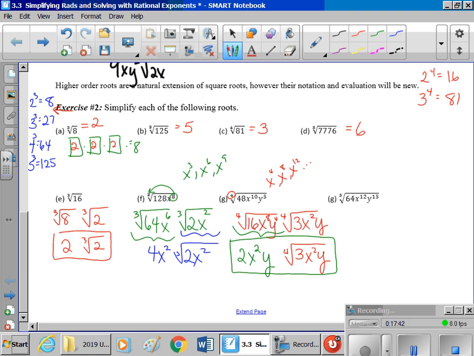But now we're doing fifth roots. Ooh, this gets a little ugly. So the first thing I always do is write down some of my fifth roots. Well, 2 to the fifth power is 32. 3 to the fourth power is 81. 3 raised to the fifth power is, nope, 243.